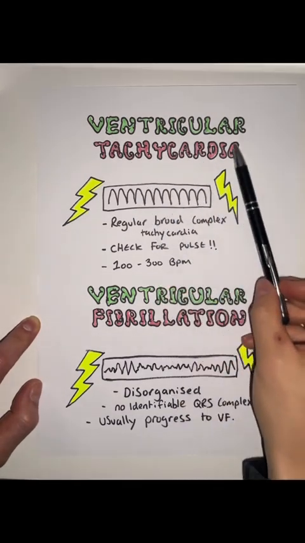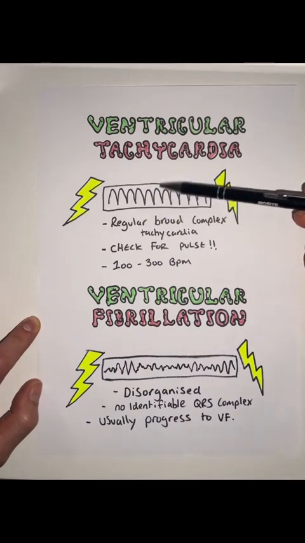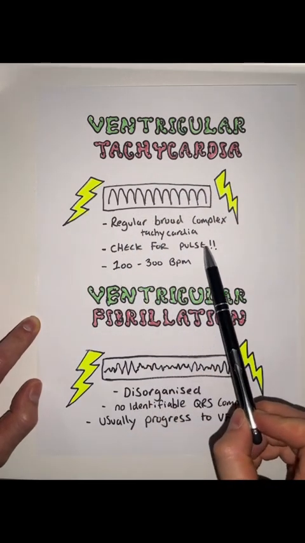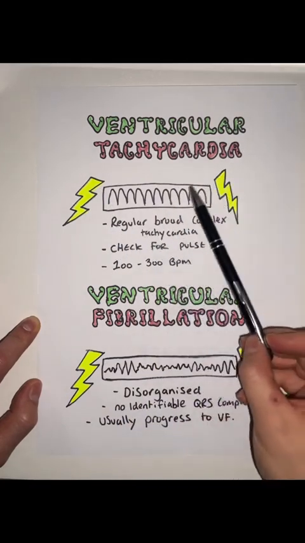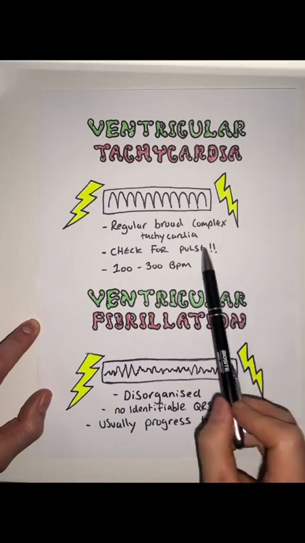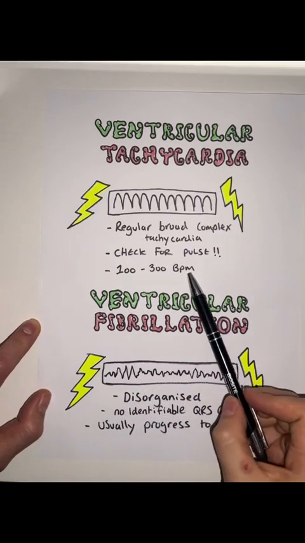Ventricular tachycardia and ventricular fibrillation are your 2 shockable rhythms. In ventricular tachycardia, you'll have regular broad complex tachycardia like this on the monitor. It's important to check for the pulse when you see this rhythm because patients can have a pulse, and that'll mean a different treatment line. So make sure you check for that pulse. This ranges from about 100 to about 300 BPM, which is beats per minute if you don't know.